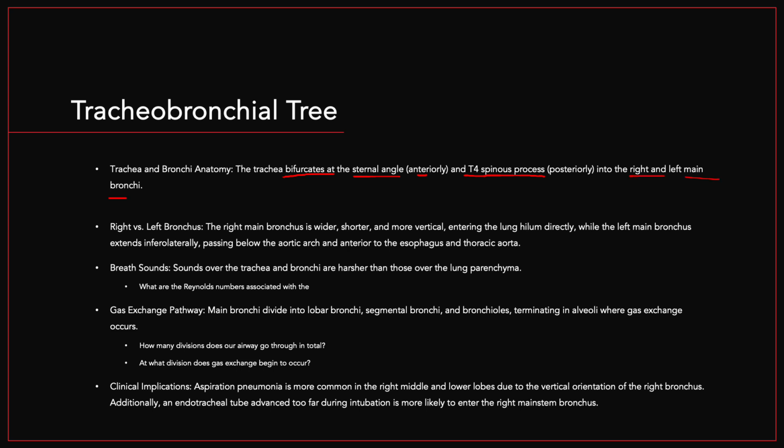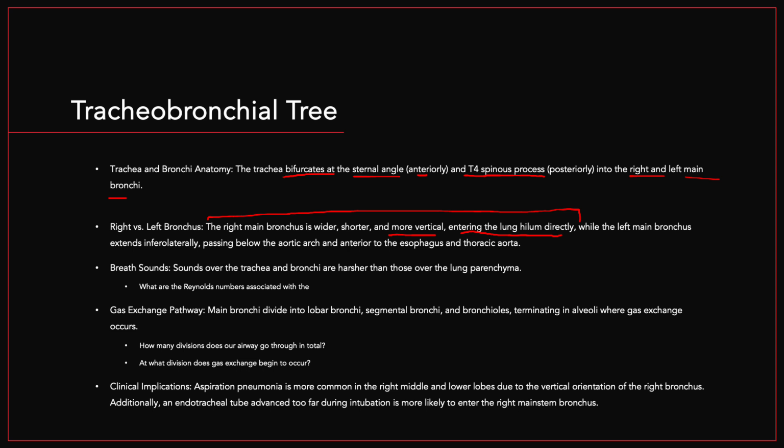Okay, so the right versus left bronchus. The right main bronchus is wider, shorter, and more vertical, entering the lung hilum directly, while the left main bronchus extends inferior laterally, passing below the aortic arch and anterior to the esophagus and thoracic aorta. So we know that this information right here for the right bronchi is the why behind, most of the time when we have an aspiration event, our patients have consolidation and issues with the right lung primarily.